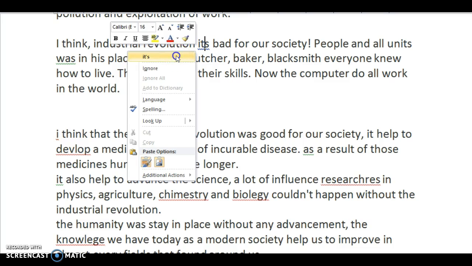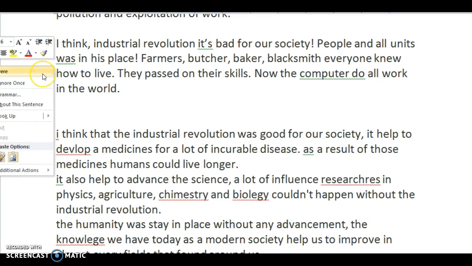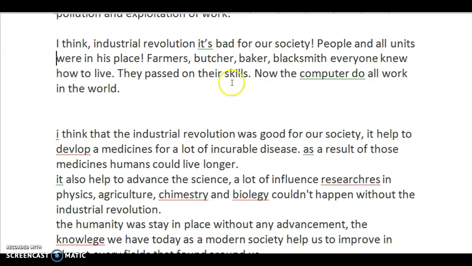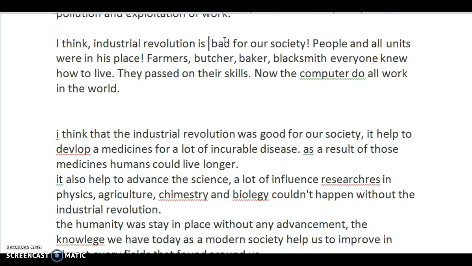And I look and I say, people in all units was in his place? No, it's plural, so we need were. So again here, and then I see the green. That's telling me there's a problem with the grammar of the whole sentence. I think Industrial Revolution, it's bad for our society. I don't think it's bad, but let's try is bad. I'll get rid of this, right? And I fixed it.